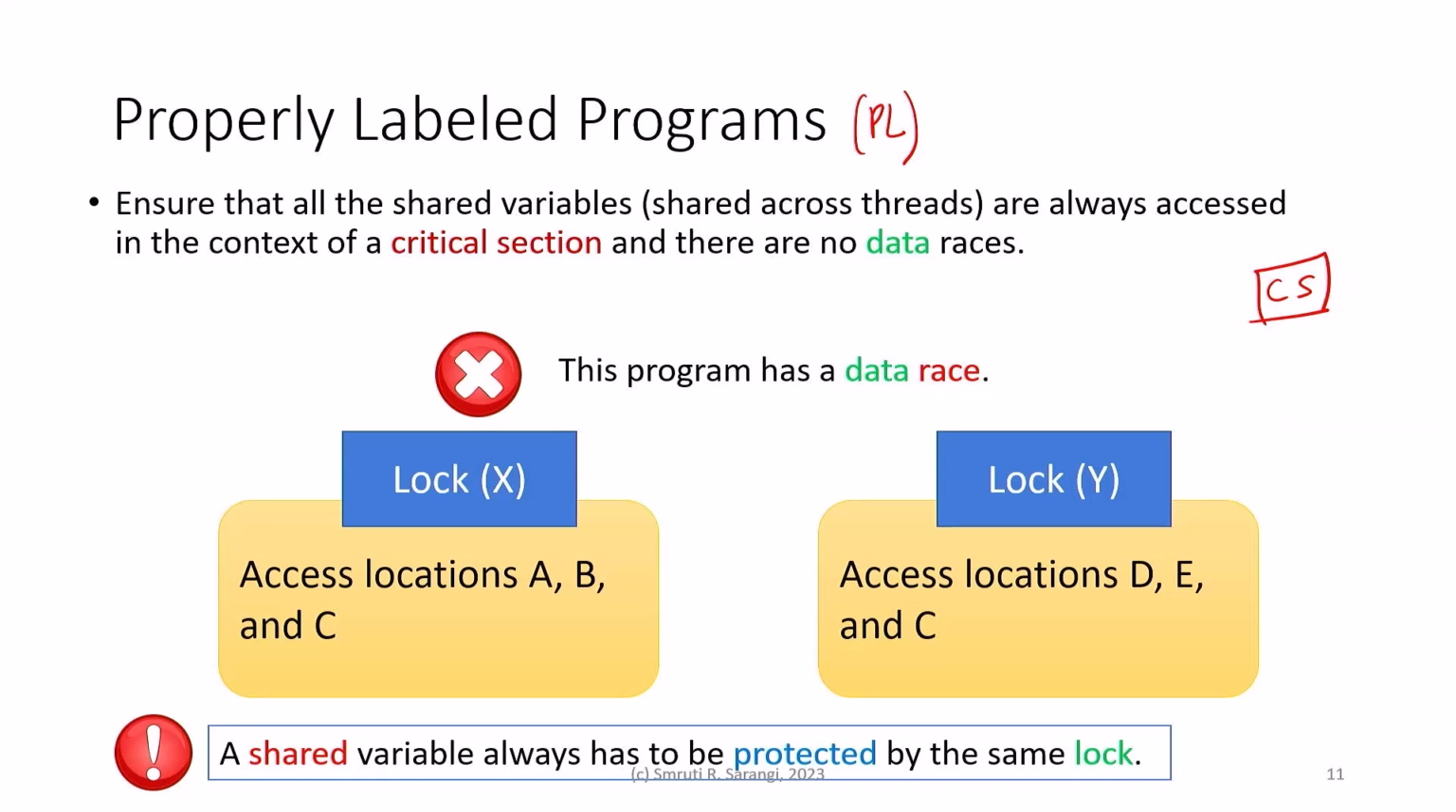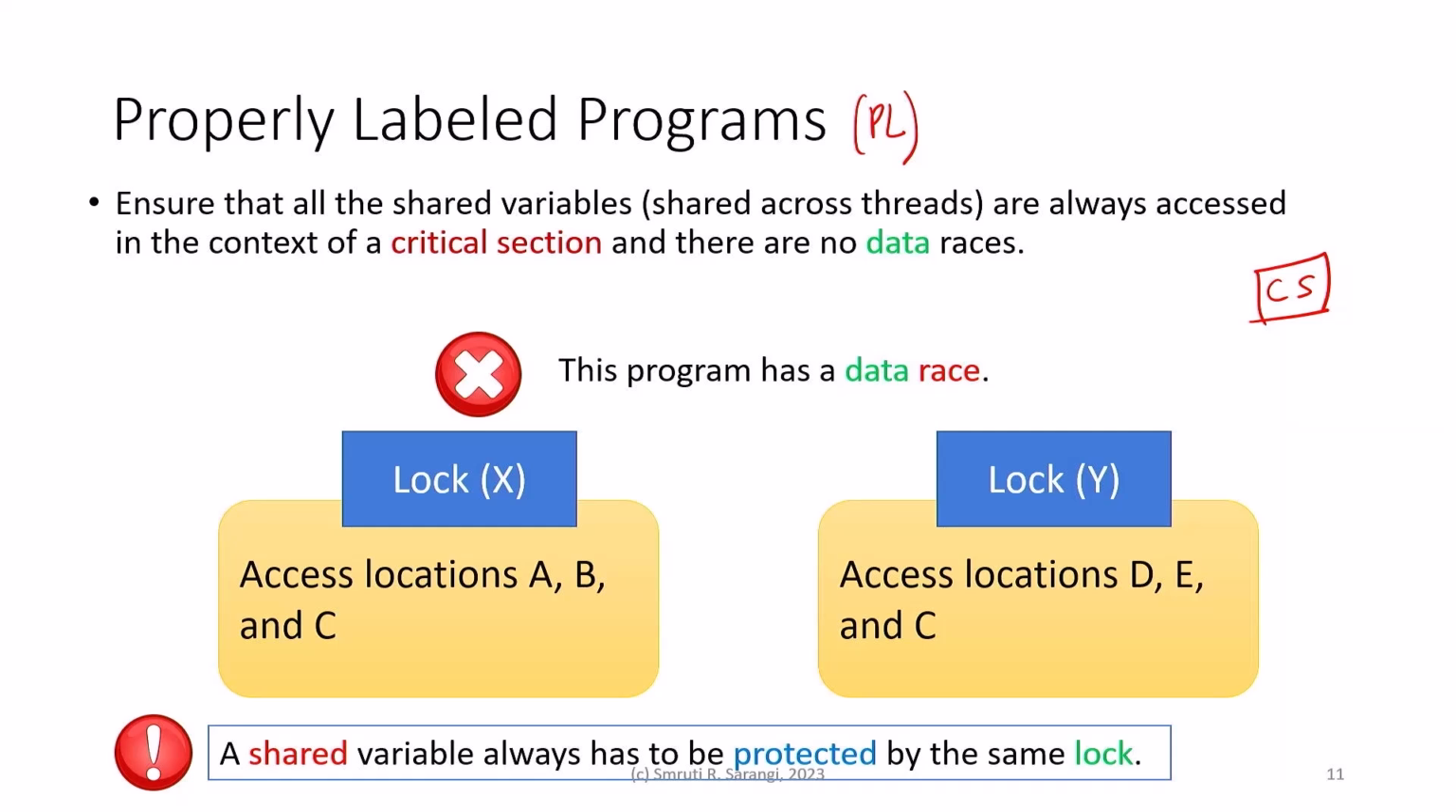This program is not properly labeled, so will it have a data race? Not necessarily, because the execution can be such that you have count plus plus first and then one more. So even though there is a data race in the sense that there is no happens before relationship, the execution is not incorrect. The outcome will be 2.